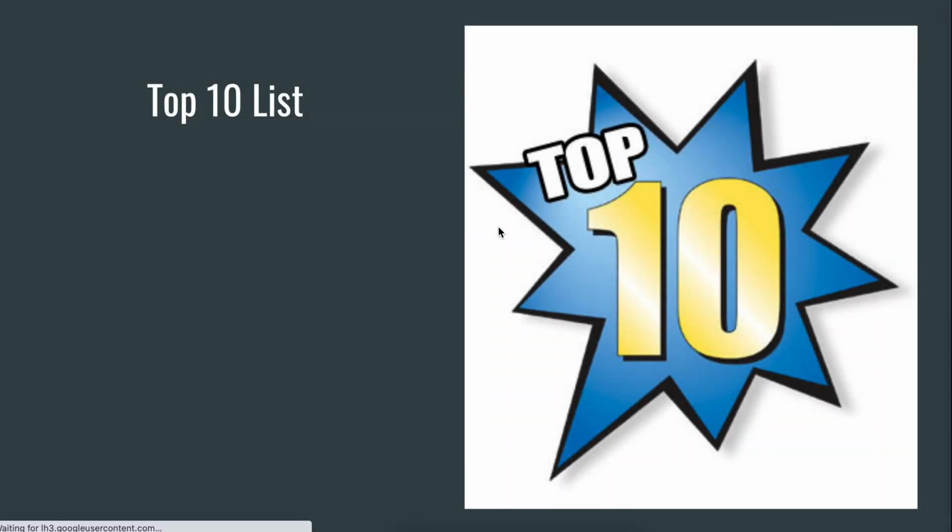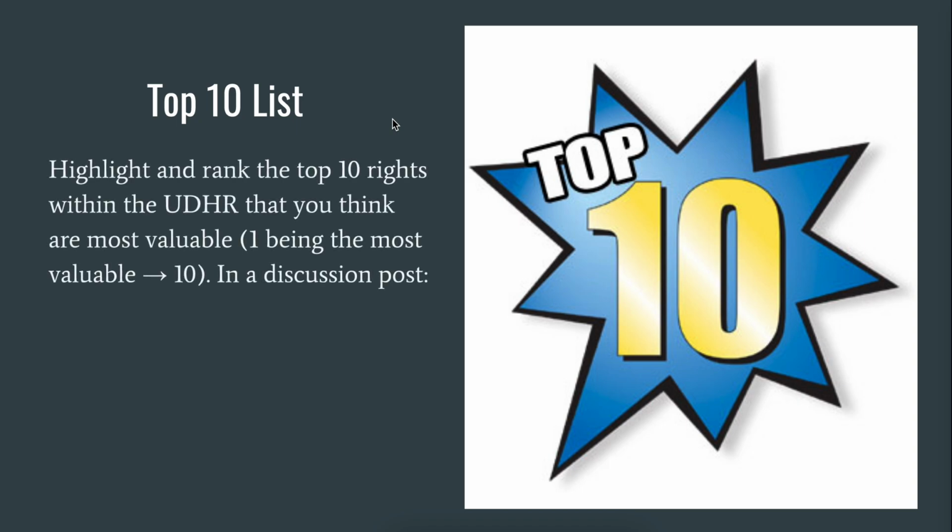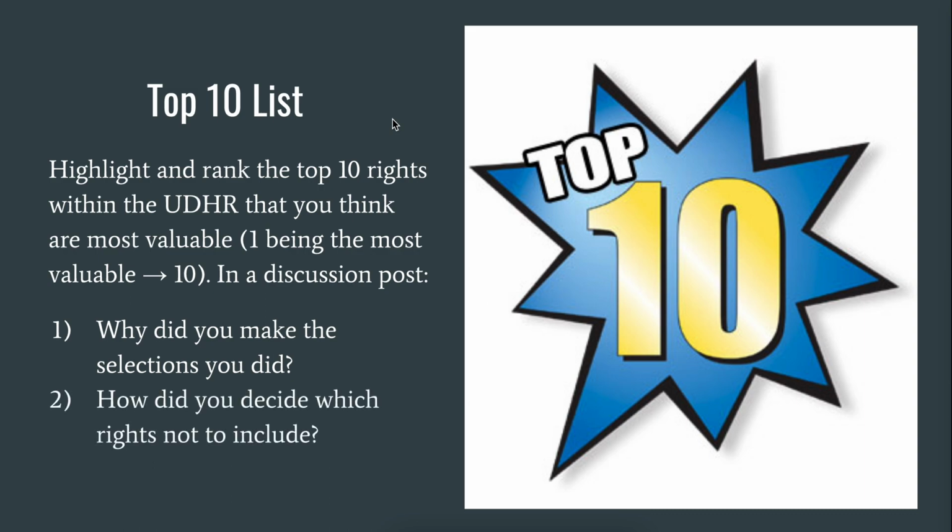So, for today, step 1, you're going to post to a discussion. Here's your task. I want you to go back to the Universal Declaration of Human Rights, and I want you to highlight which of the 10 you believe to be most valuable. Okay? In a discussion post on Schoology, I want you to answer 2 questions. Number 1, why did you make the selections you did? So in other words, how did you decide which 10 were most essential? And then number 2, how did you decide which rights not to include? So how did you make the decision to cut certain of them out?